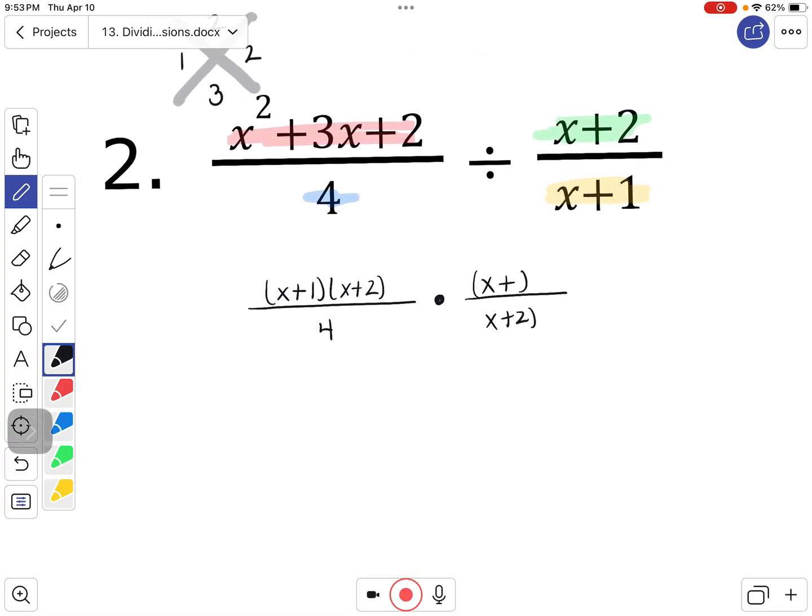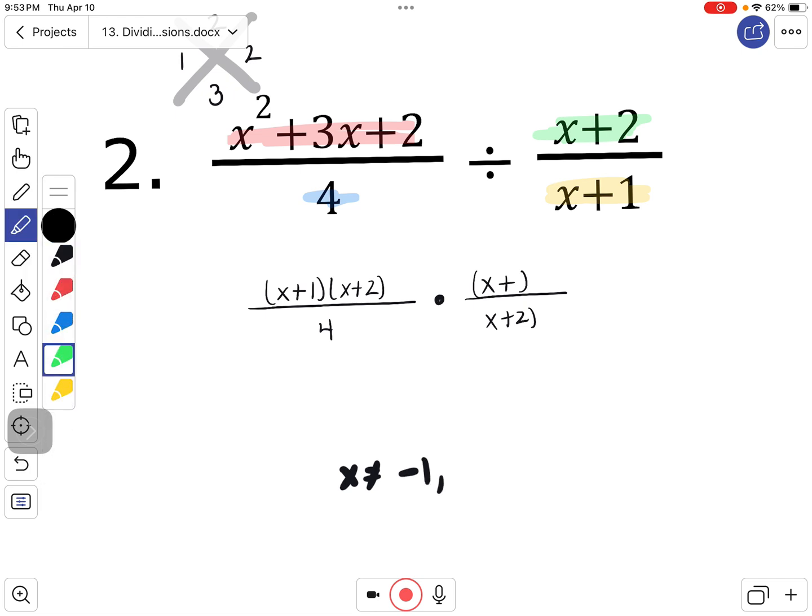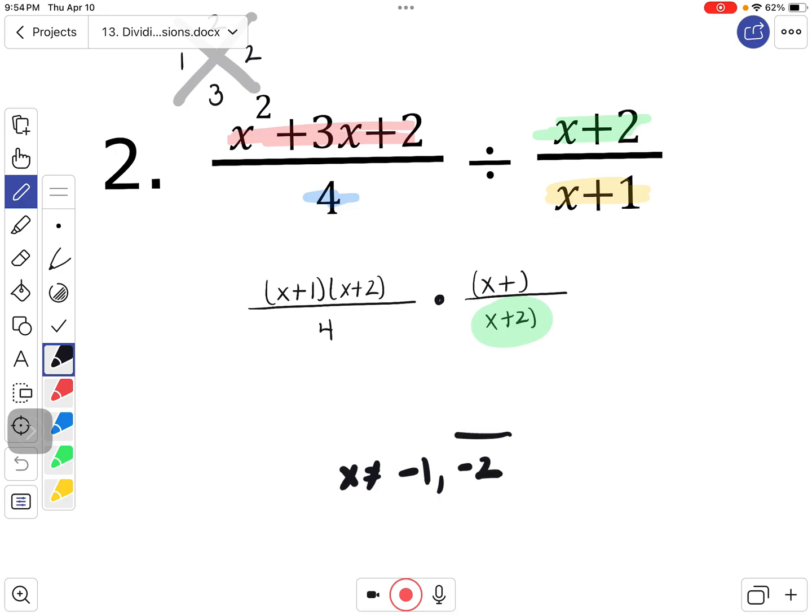So they're all x's, so I'm going to say x cannot equal. Okay, right away on the bottom, it was a positive 1, so I want it to be a negative 1. But when we switched it, now we have this on the bottom. So that was a positive 2, so the opposite's going to be a negative 2. And there's nothing else on the bottom or that moved to the bottom, so those will be our only undefined values.